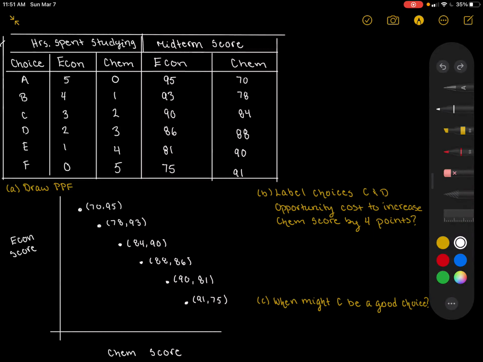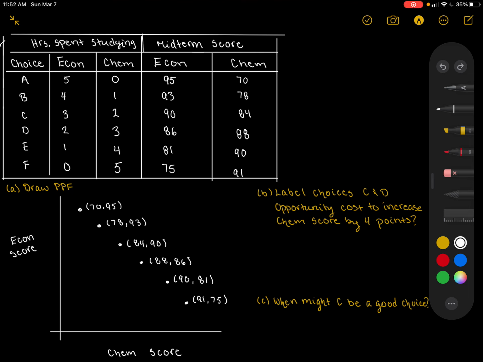All right, so here we are working with production possibility frontiers, and we're working with this data set as given, where we're comparing the hours spent studying on economics and chemistry and comparing that to the midterm score that could be achieved on both of those exams. We have 6 different choices, A through F.